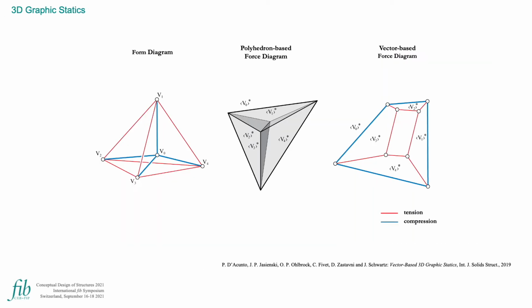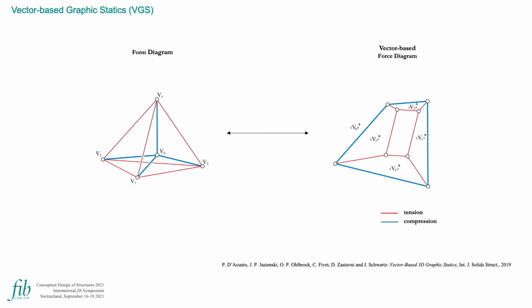Over the last few years, thanks to the developments of computer-aided design and the emergence of new parametric digital tools, graphic statics has experienced a revival at both professional and academic levels. In 3D graphic statics, for a given 3D form diagram, like the self-stressed tetrahedron shown in this slide, two alternative versions of force diagrams can be constructed, the polyhedron-based and the vector-based. The computational tool that we will present in this presentation is based on the vector-based approach.